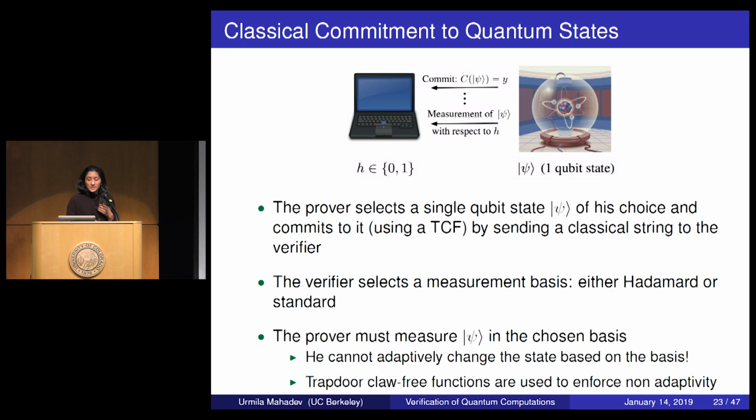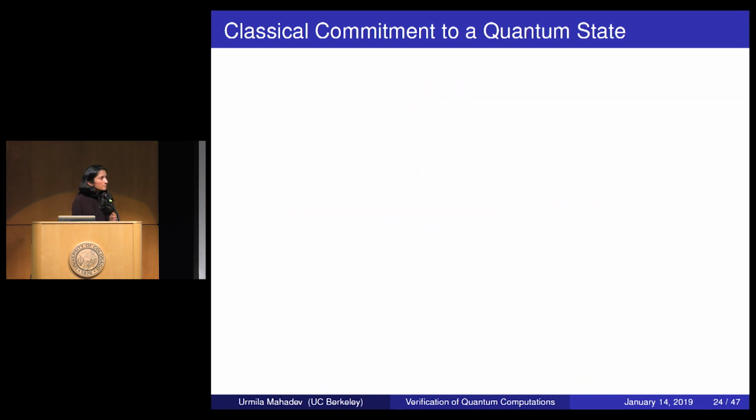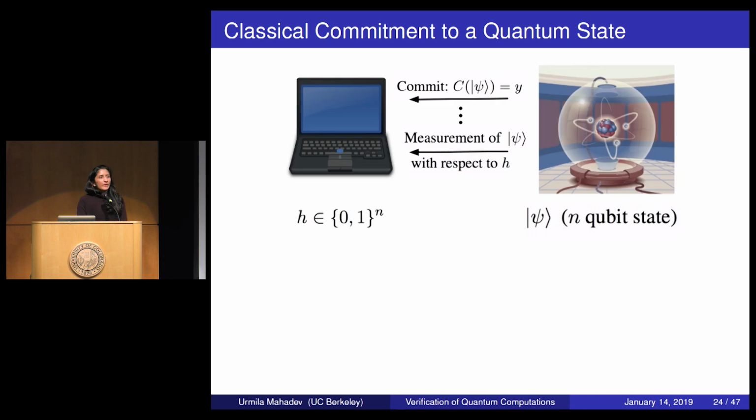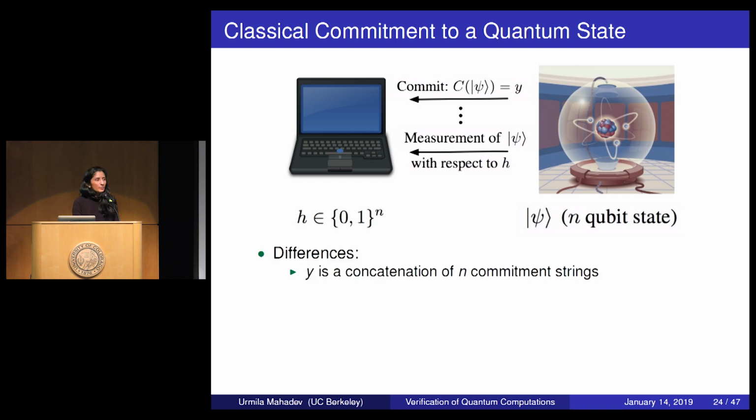Now, this protocol was a simplified version for a 1-qubit state. And more generally, I will require classical commitment to n-qubit quantum states. This protocol is almost identical to the one that I just showed you, but there are a couple differences. The first is that the commitment string y is a concatenation of n commitment strings. Because there are n qubits, the prover commits to each qubit separately.